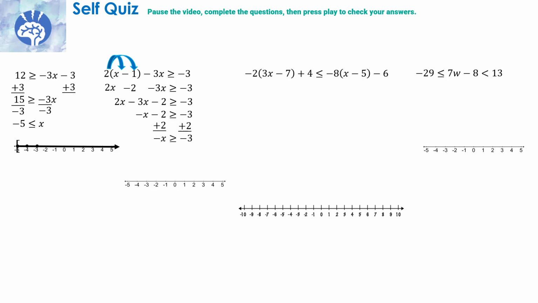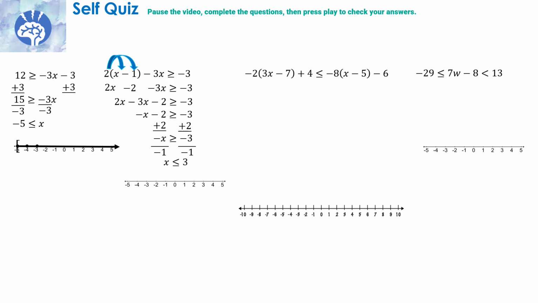This gives us negative x is greater than or equal to negative 3. I don't want negative x, I want positive x. That means I have to divide by negative 1. That gives us x is less than or equal to 3. I hope you changed the direction of your inequality because we did divide by a negative number.